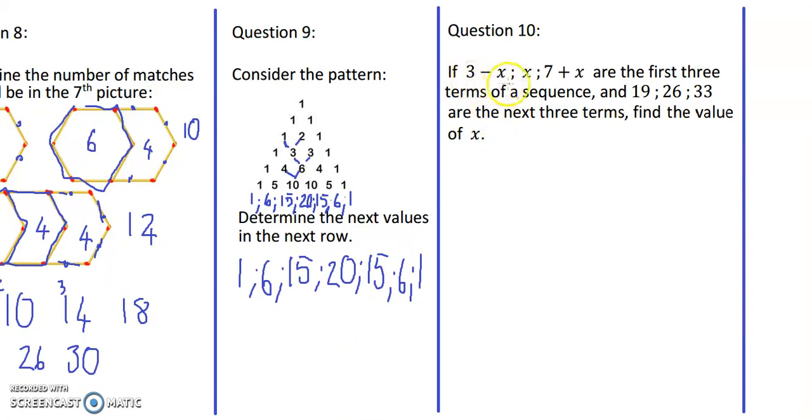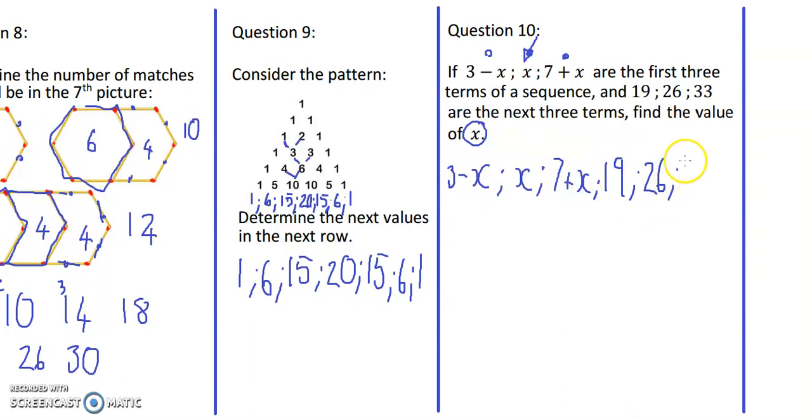Okay, the last question, question 10. If 3 minus x, x and 7 plus x are the first 3 terms of a sequence, and 19, 26, and 33 are the next 3 terms, find the value of x. Once again, we're not wanting to find the value of the first term, then the second, then the third. We just want to find the value of x. So let's once again write down all the terms.